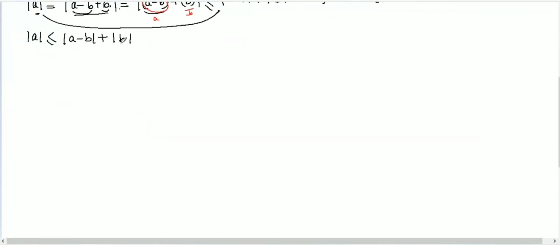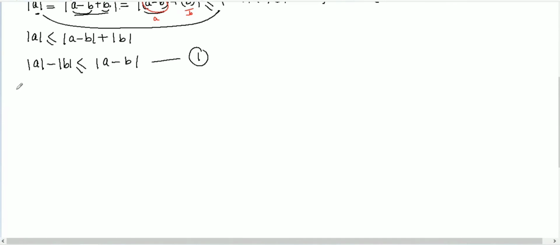Now we will bring the absolute value of B over to this side. So the absolute value of A minus the absolute value of B will be less than or equal to the absolute value of A minus B. Name it 1.